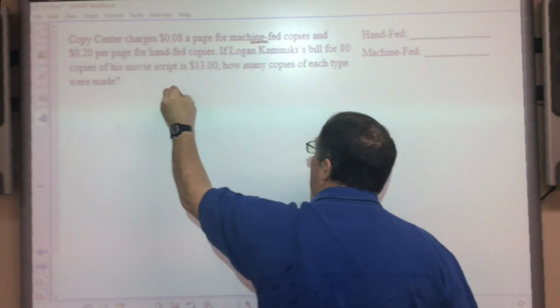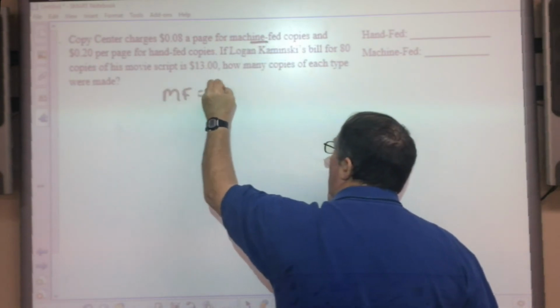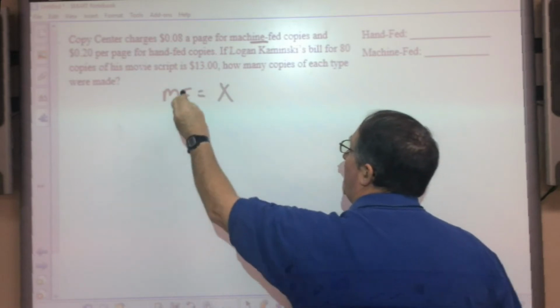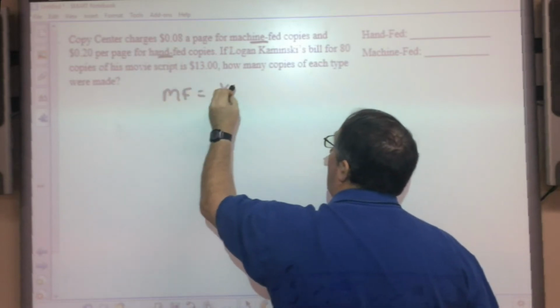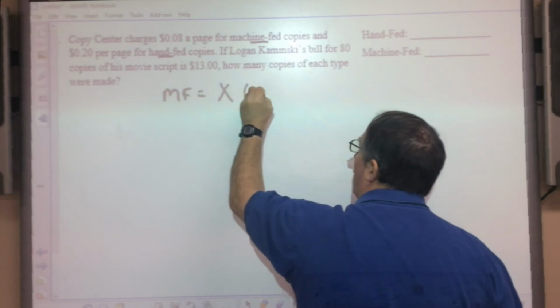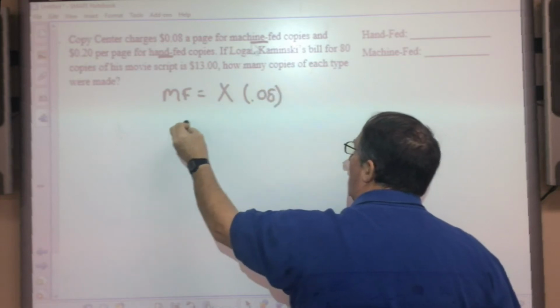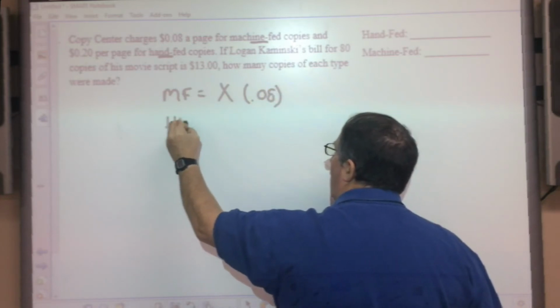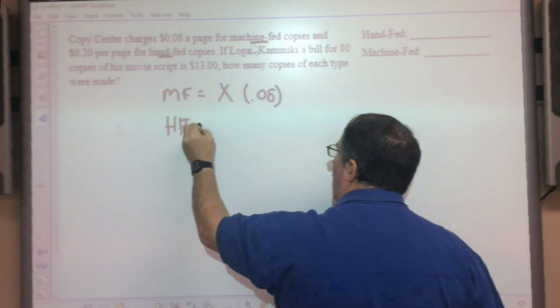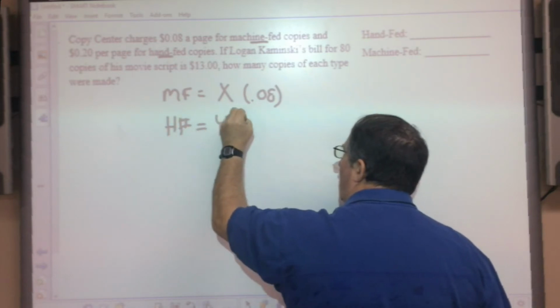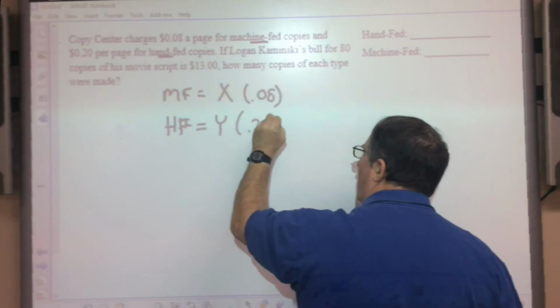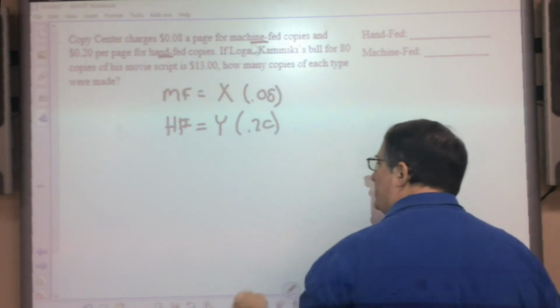This is actually going to be using algebra here. There's several ways to do this. This is manual feed, which is you put it in the copy machine one at a time. They're going to charge you, as a group, 8 cents per copy. Hand fed, you stand there and feed each one individually.